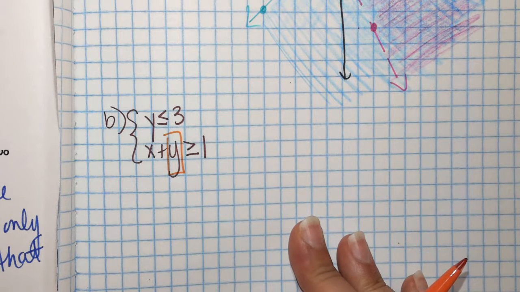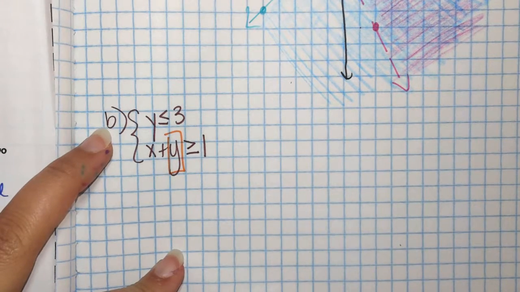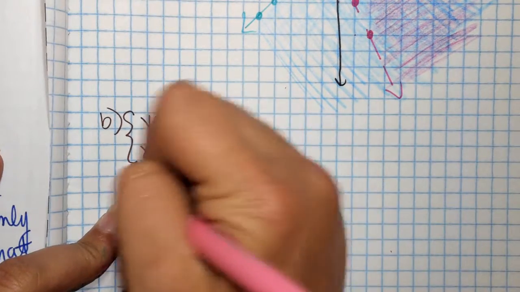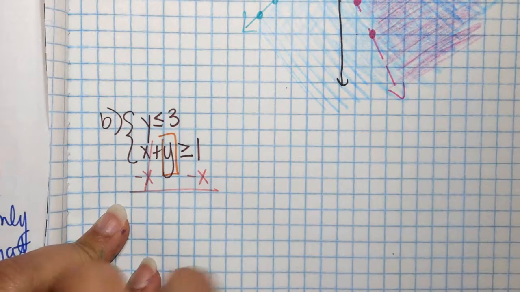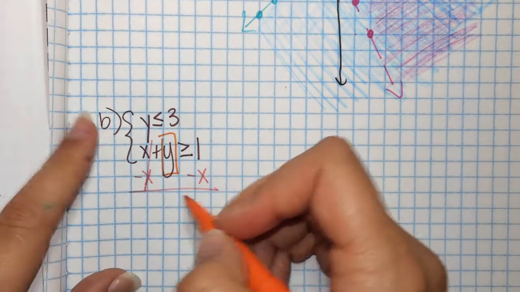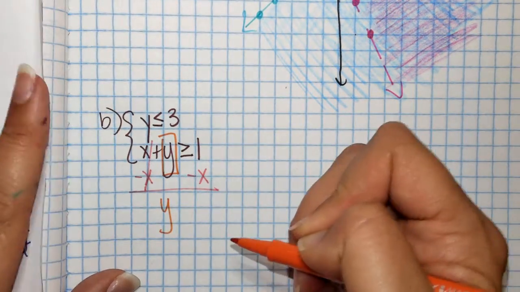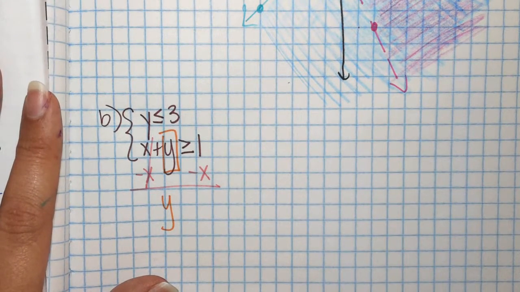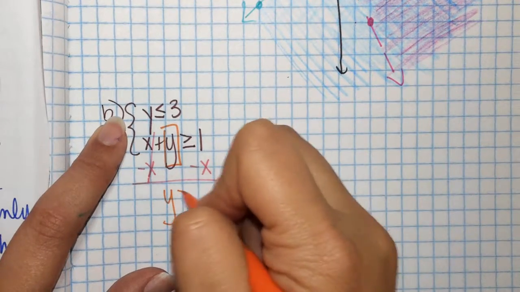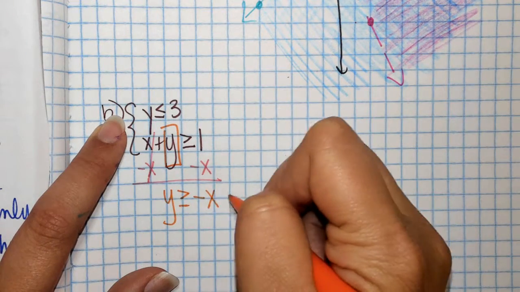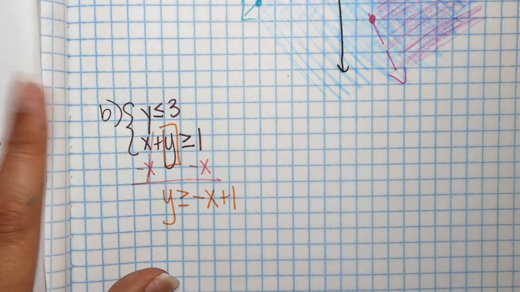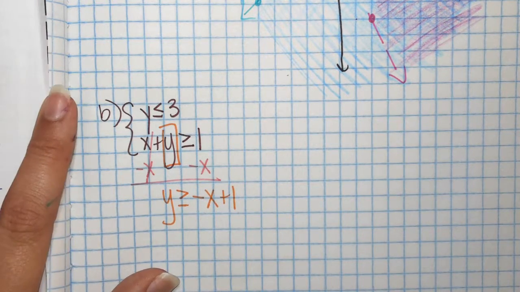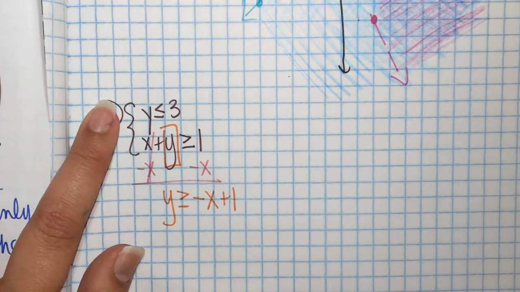Now, how would we get Y by itself? What would we need to do? Subtract it. Yep. Do I flip my sign? Yes. When is the only time I flip my sign with inequalities? When you multiply or divide by a negative. So it stays the same, and it's negative x plus 1. Now I can graph it, right? I can graph both of them.